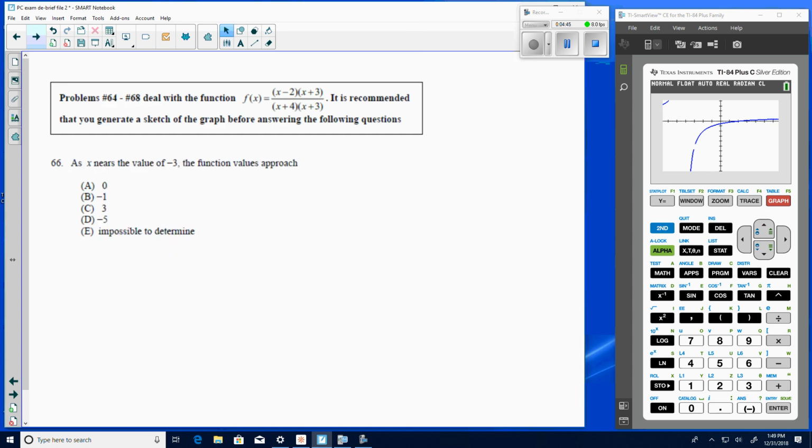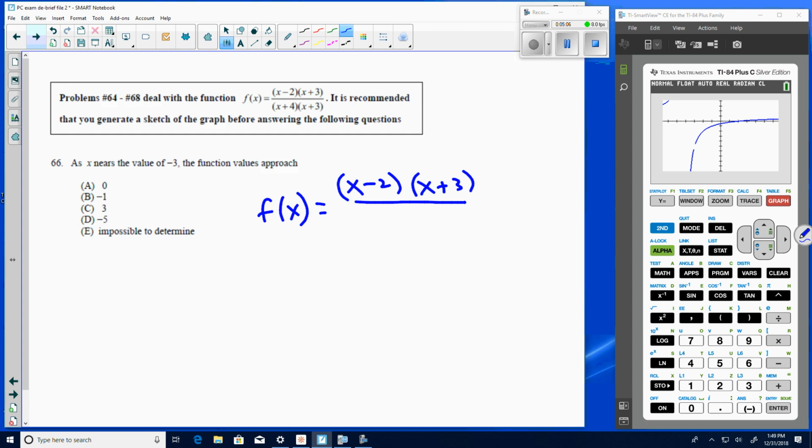66. As x nears the value of -3, the function values approach something. A number of people said it was impossible to determine, but in fact it's not. If we think of this as a function, in function notation, (x minus 2)(x plus 3) over (x plus 4)(x plus 3). We are allowed to cross out the x plus 3 as long as x does not equal negative 3. But we can certainly pick values close to negative 3.